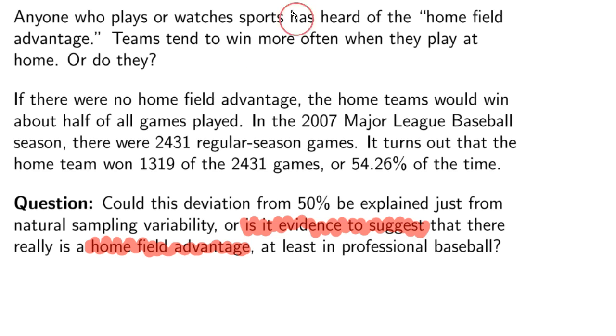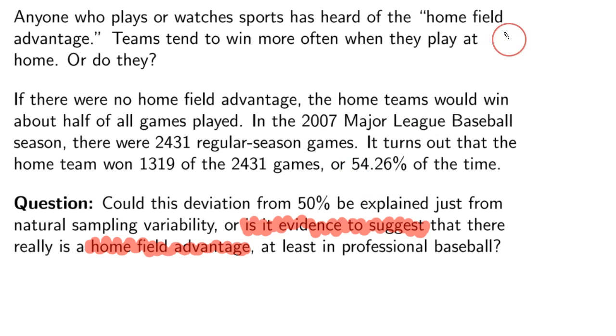And what we did is we see that they've provided us with evidence of the 2007 Major League Baseball season, and that there was a total of 2,431 regular season games. It turns out that the home team won 1,319 of those games, or 54.26% of the time. So the question is, is that really justification to believe in home field advantage?